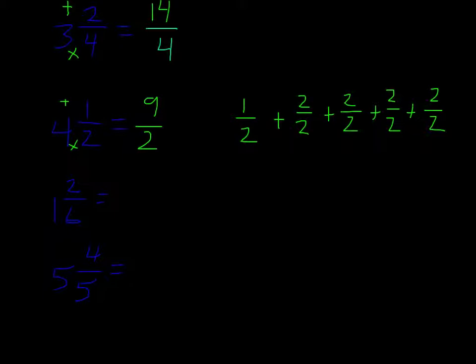Down below here, we now have a 6. So 6 times 1 is going to be 6, plus 2 is going to be 8. So that's going to give us 8 over our denominator, which stays the same at 6. And then once again down here, 5 times 5 is 25, plus 4 is 29. 29 over 5ths. And that gives us a fraction that is greater than 1.